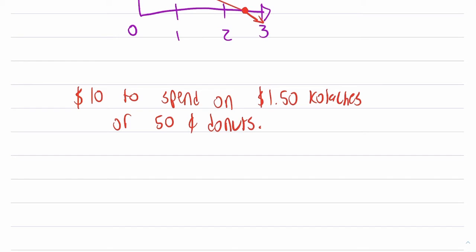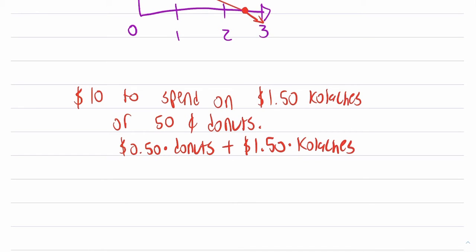If we write this as an equation and we change it to all be dollars, then our equation would say 0.50 times donuts plus $1.50 times kolaches will be equal to our limit of $10.